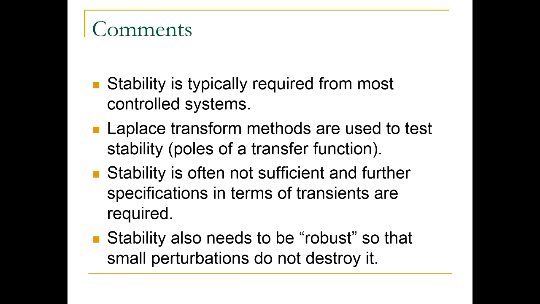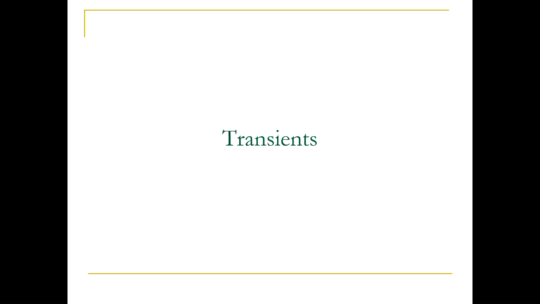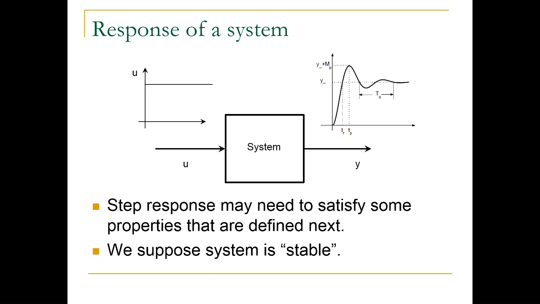And typically, you would get some specifications in terms of what's acceptable performance for your particular example. In some examples, you would want fast convergence. In some examples, slow convergence is acceptable. So we will need to look at transients much more carefully. So stability is necessary, but not sufficient for good operation of the system. So that's why we want to talk about transients.